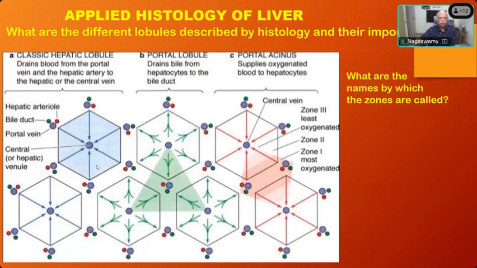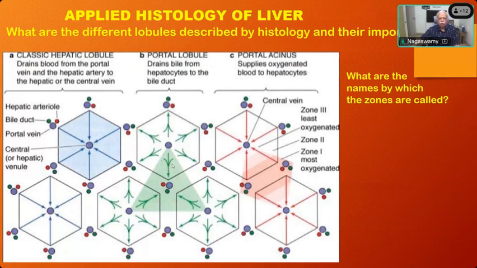This is called the classic hepatic lobule, which drains blood from the portal vein and hepatic artery to the hepatic or common central vein. This is the classical hepatic lobule. Then there is a portal lobule, an imaginary triangular shape given by connecting three adjacent portal central veins. Okay? So here, this is mainly for drainage of bile from the hepatocytes to the bile duct.